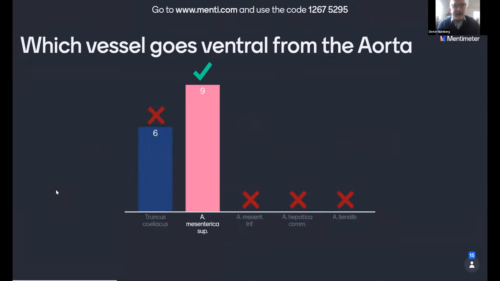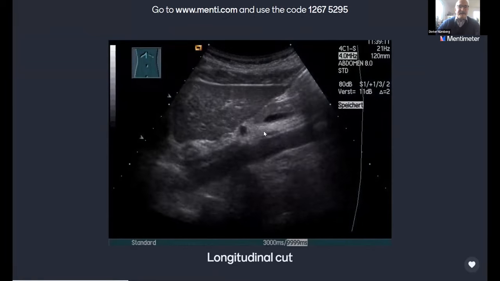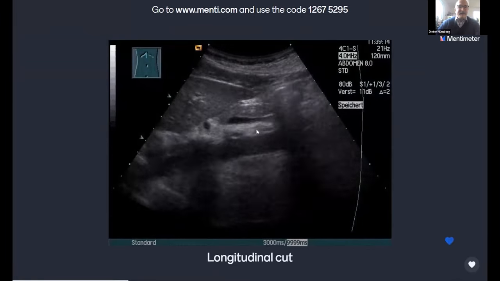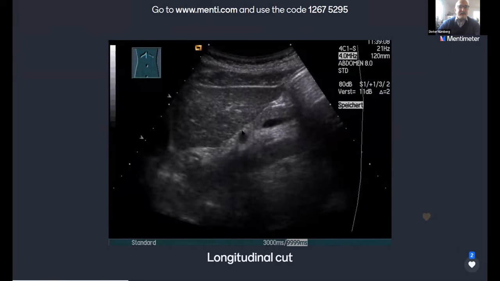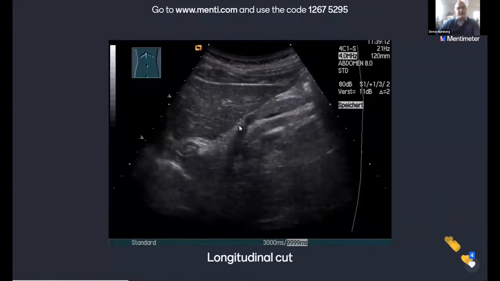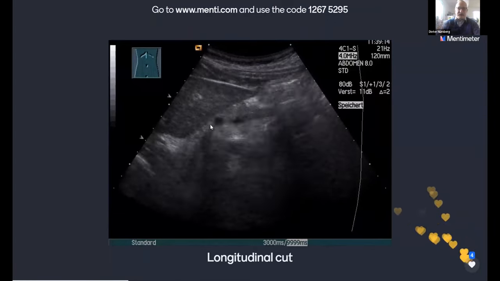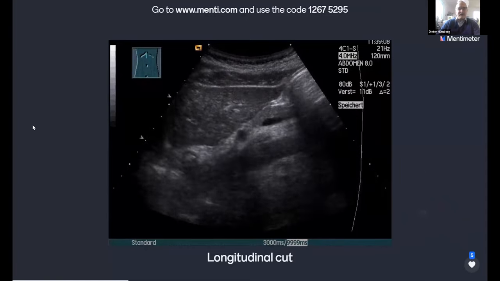Both are right. That is okay. The lower one is the mesenteric artery, yes, this one, and the upper one is the celiac trunk. Because you asked what is going ventral, both are going ventral. Then both of the answers are right, I think.